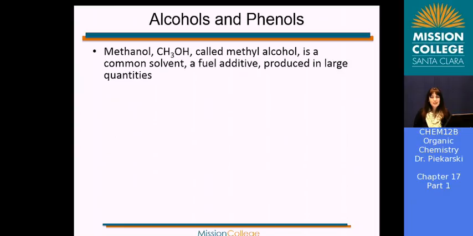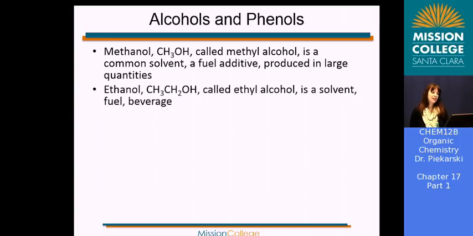Methanol we use all the time in lab, has the formula CH3OH. Also known as methyl alcohol, and it's a very common solvent. It's a fuel additive, and it's produced in large quantities in the industry. Ethanol, also we use to wash our glassware, and it's got the molecular formula CH3CH2OH, also called ethyl alcohol, very common solvent. It's also used as fuel, as well as it's the alcohol that's in alcoholic beverages.